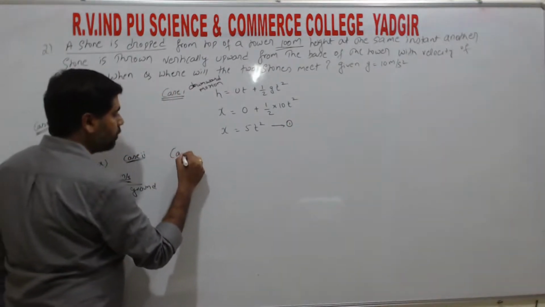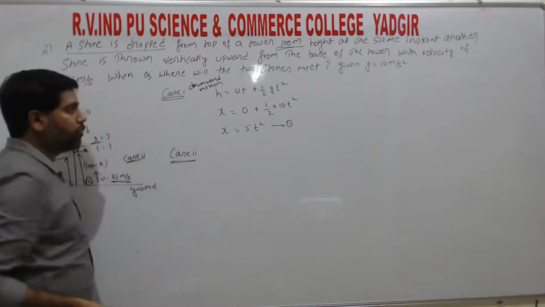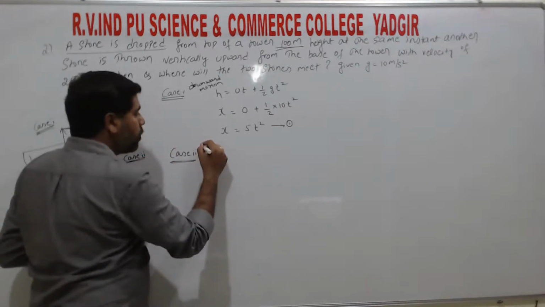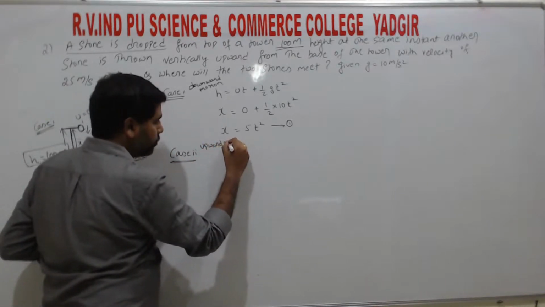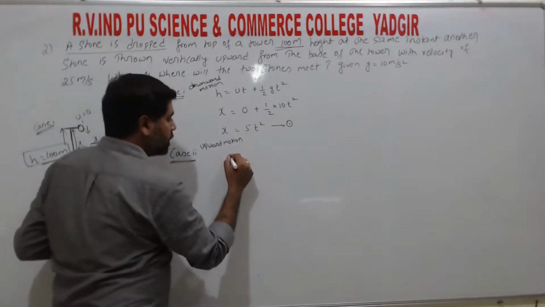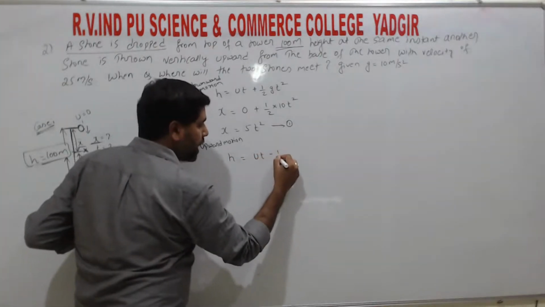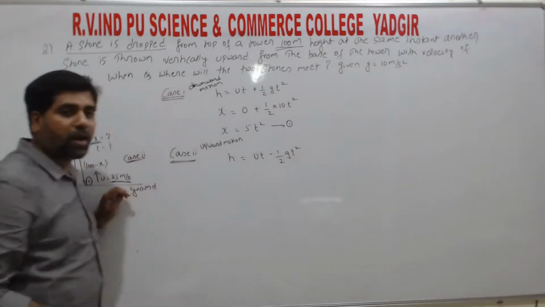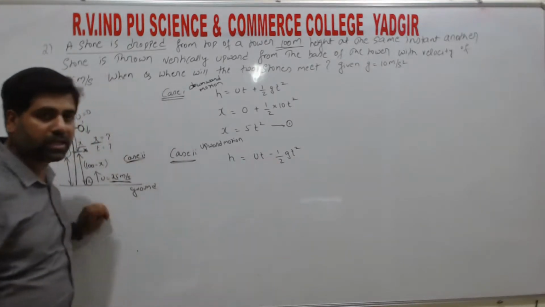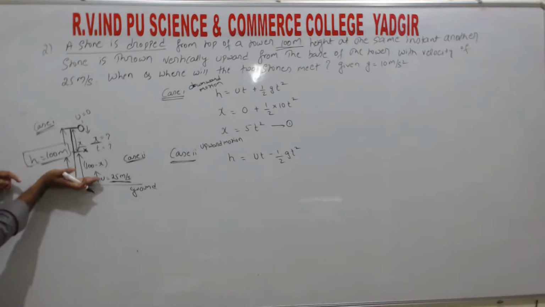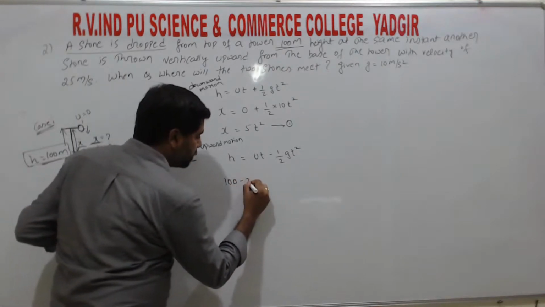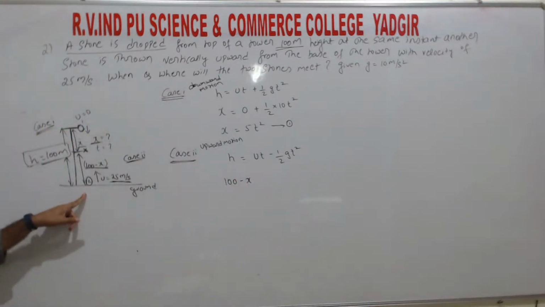Again, for the second case, using the same relation. In the second case, it is upward motion, the motion of the stone in the vertically upward direction. The equation of motion is h equals ut minus half gt square, because for vertically upward motion we take acceleration as negative. That's why we have taken minus here. The distance covered by the second stone is 100 minus x.